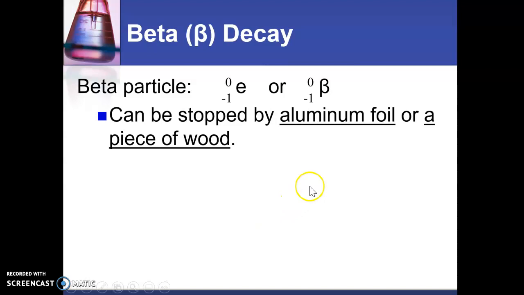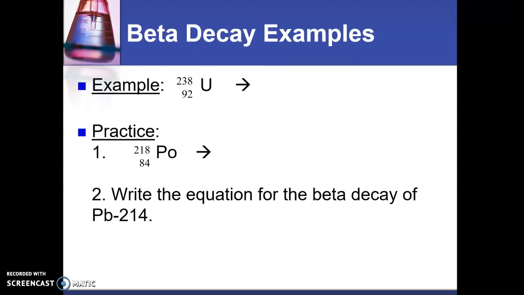Sometimes they use that beta symbol, which is this fancy B here. It's a Greek symbol. Sometimes they just use the electron symbol. This one's a little more dangerous. It can be stopped by a foil or wood, and it has a charge of -1. So we're going to do the same thing for these.